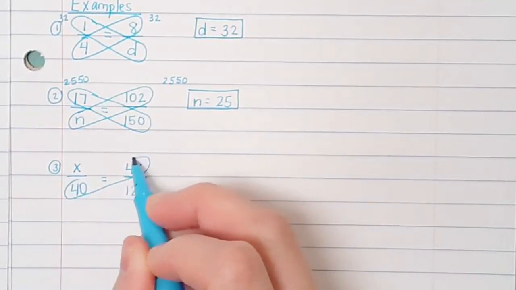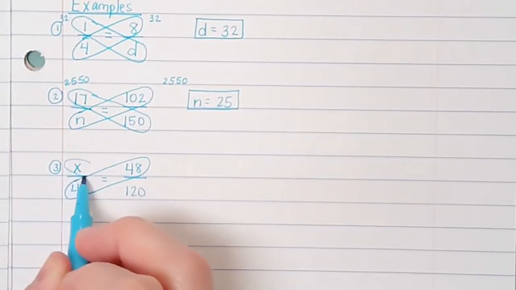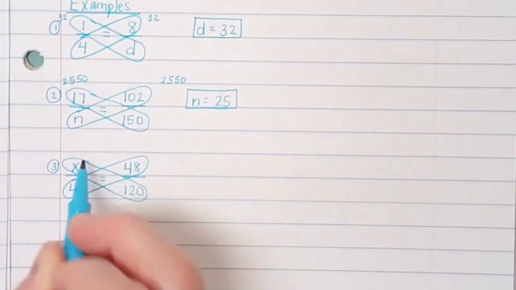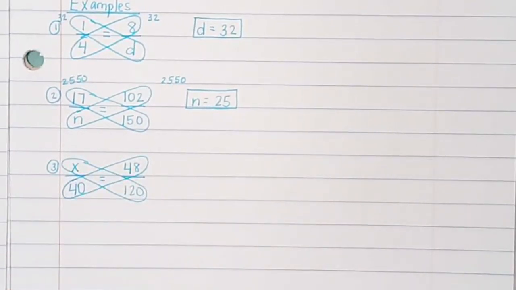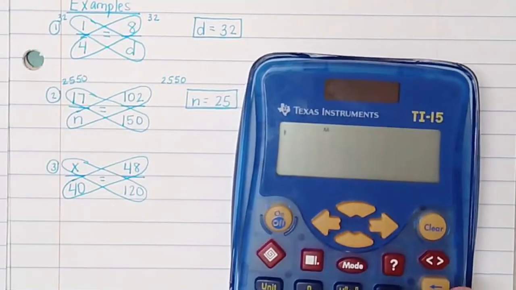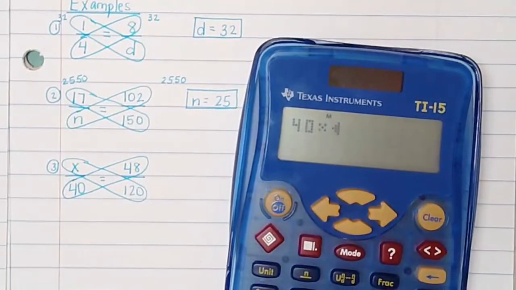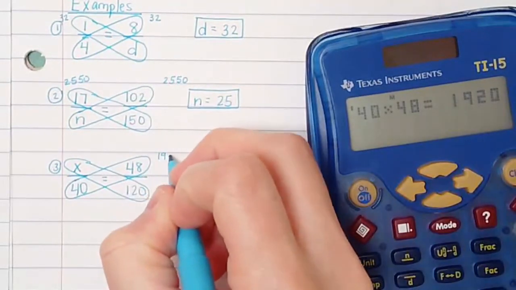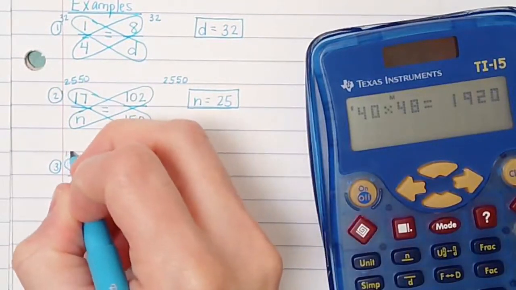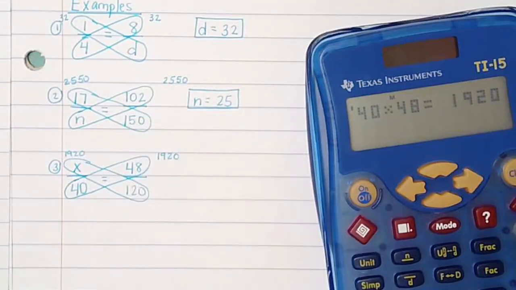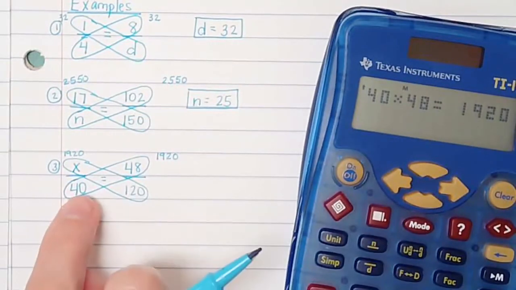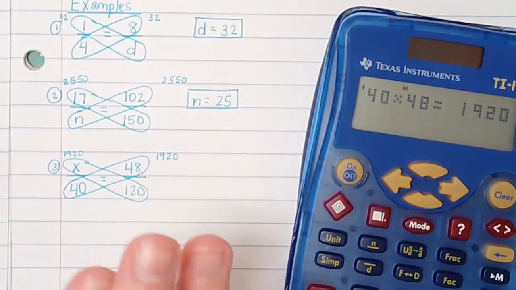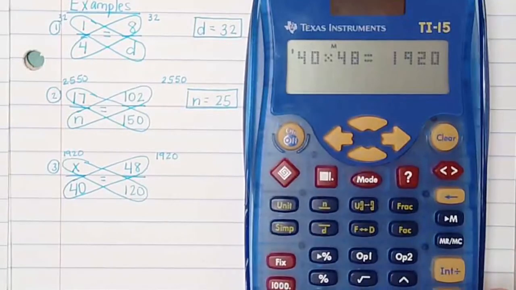All right, I can't do x times 120 because that's not a number. So I have to be doing 40 times 48, which is 1,920, which means this side needs to equal the same thing. Okay, I just used 40, I just used 48, they're gone. So the only thing left for me to divide by is 120. So I'm going to take that 1,920, divide it by 120, and I get 16.